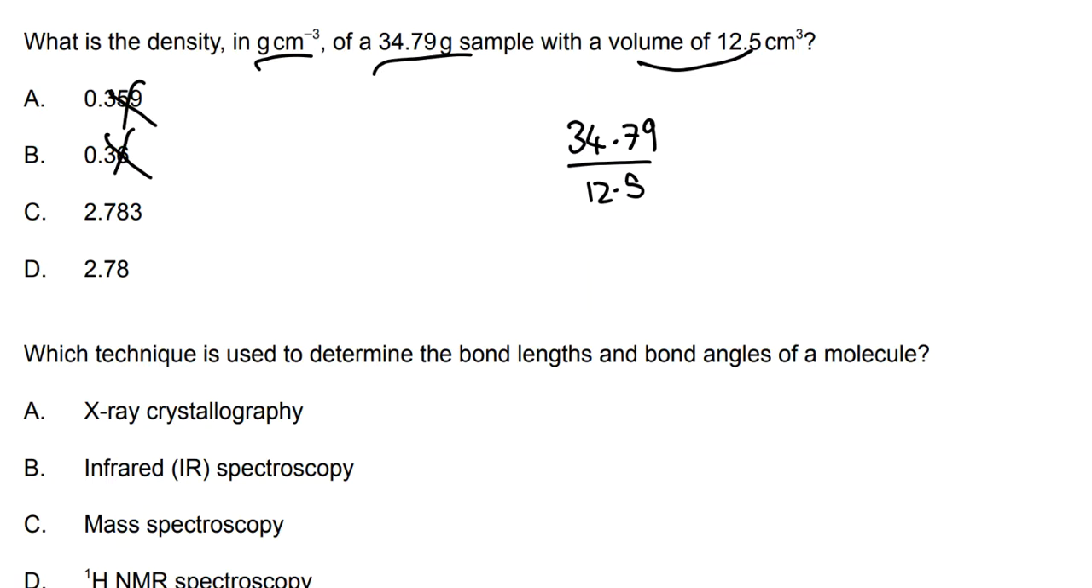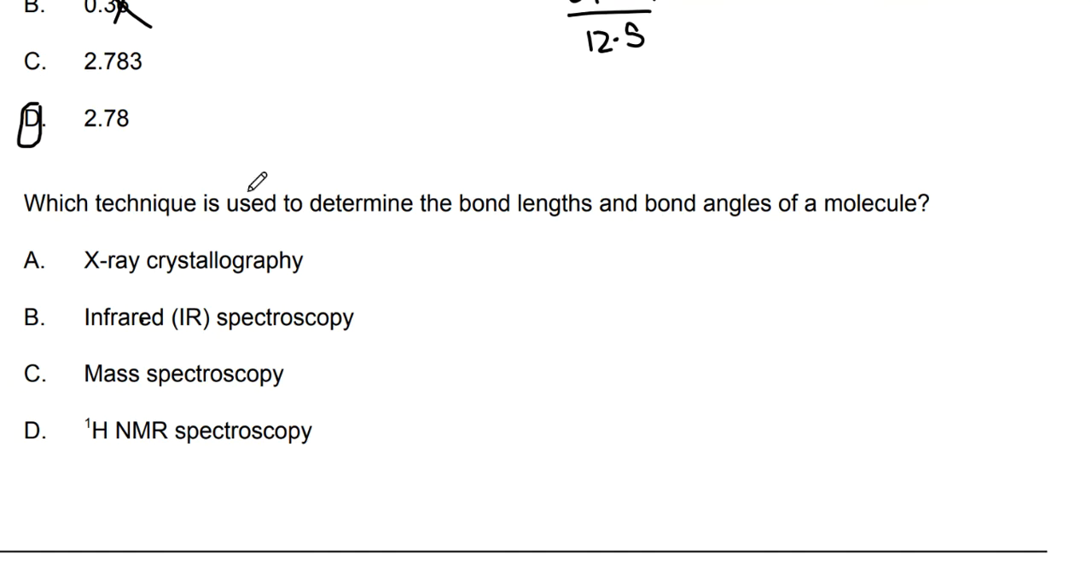Since we're doing a division calculation, the number of significant figures in the final answer will be equal to the value with the lowest number of significant figures in the calculation. So 3 sig figs is the lowest. This one has 4, this one has 3. So I'm going to go with the one with 3 sig figs, which is going to be D.